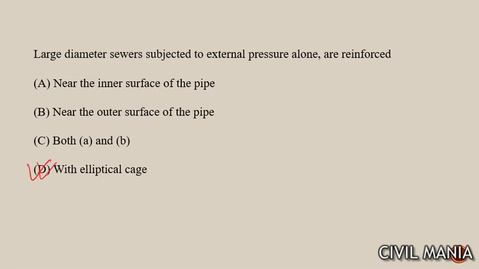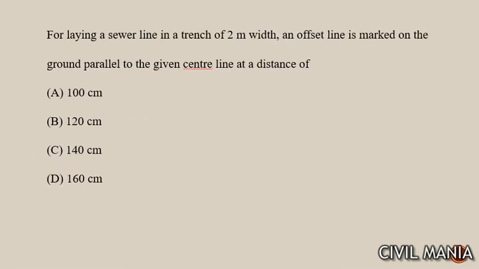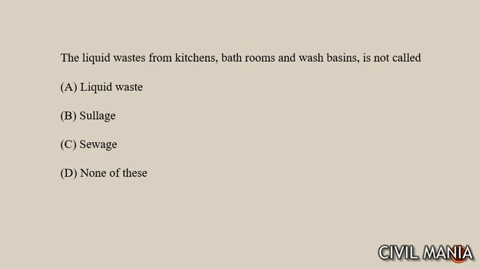with elliptical cage. Next question is, for laying a sewer line a trench of 2 meter wide with an offset line is marked on the ground parallel to the center line at a distance of the 160 centimeter. Next question is, the liquid waste from kitchens, bathrooms and basins is not called sewage.